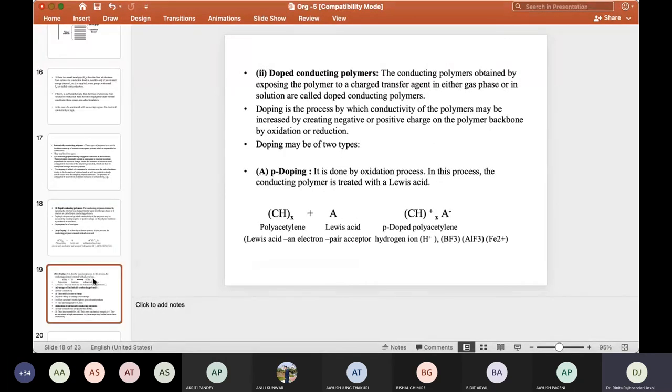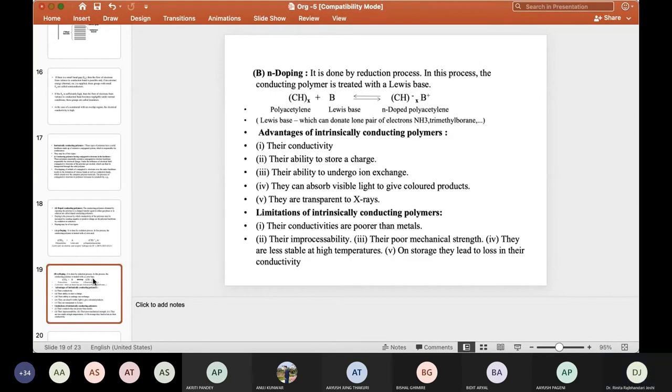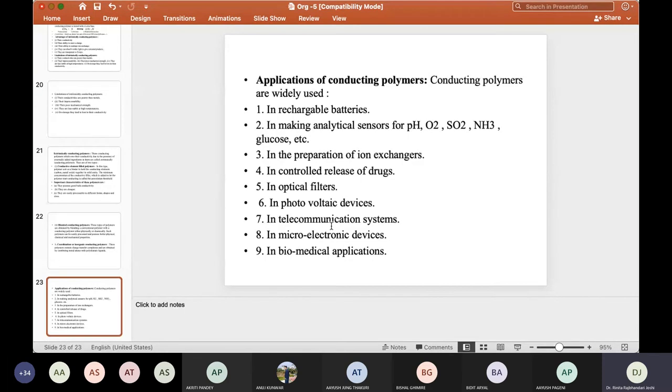And the advantages and limitations of intrinsically conducting polymers, as well as extrinsically conducting polymers, coordination and blended types, and on the whole the applications of the conducting polymers. So these are the topics that are prescribed to you in the organic polymers.